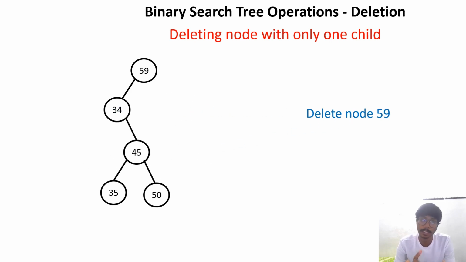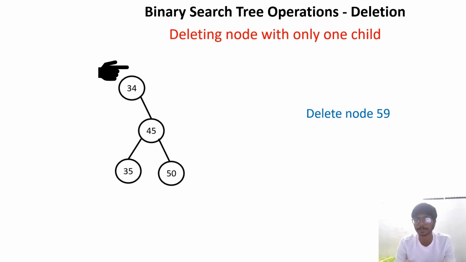If you are going to delete the grandparent, that means the root node, what happens if we delete that node? The children of the root node will become the root node then, like that.